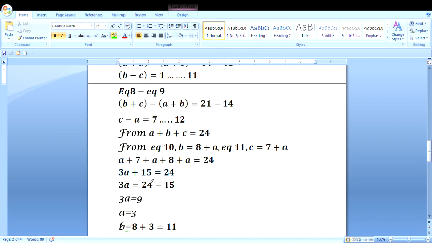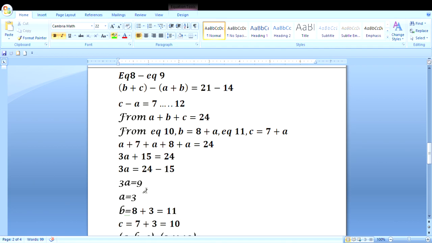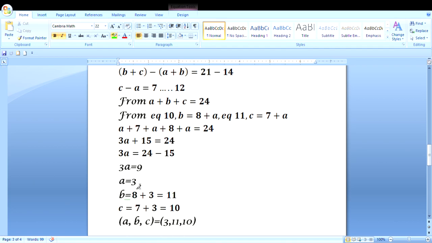This is just a simple linear equation. All we need to do is collect like terms. We move this 15 to the right hand side, it becomes negative 15, and 3a equals 24 minus 15, and that gives 9. So to obtain a, we divide both sides by 9, and a equals 3.